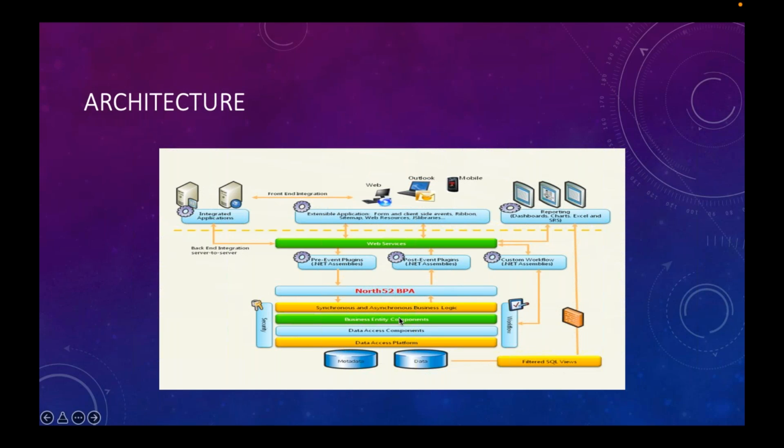This is one kind of layer. North 52 BPA is an application name I have taken from one sample project from my design. There is no need to worry about what North 52 exactly is. It is an application layer, that's it. It can be any project application, I mean the client application. The interaction happens from here only: the synchronous and asynchronous business logic.